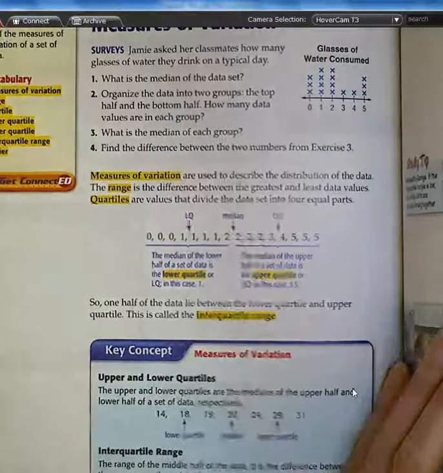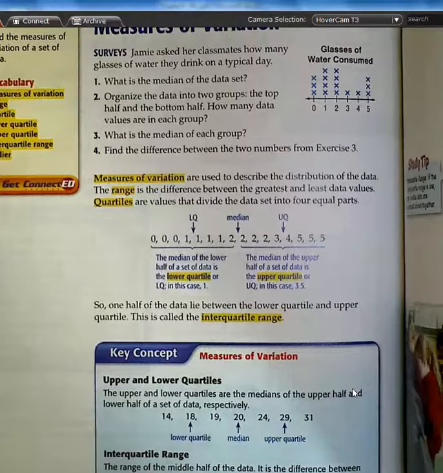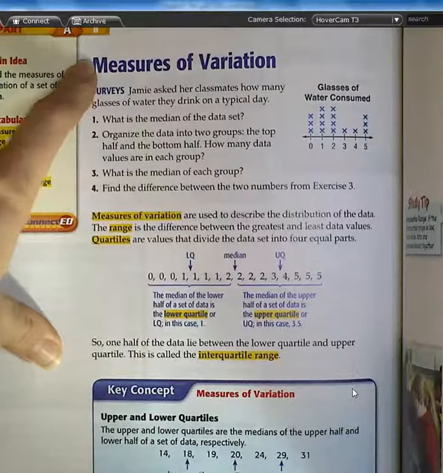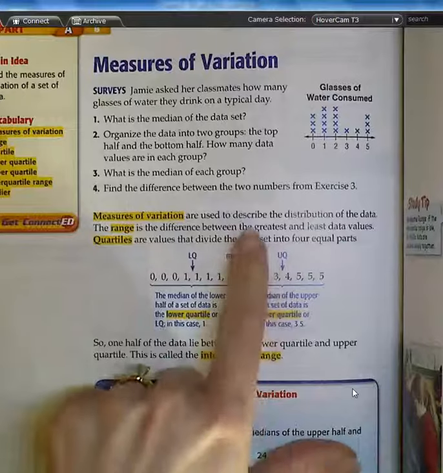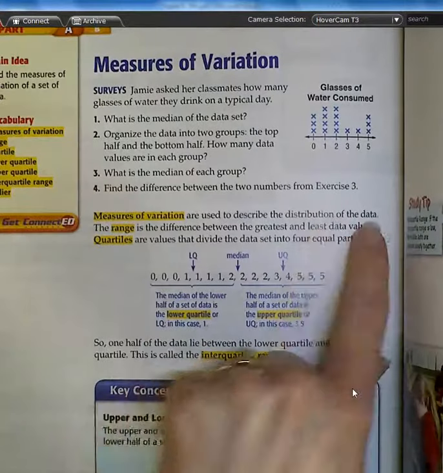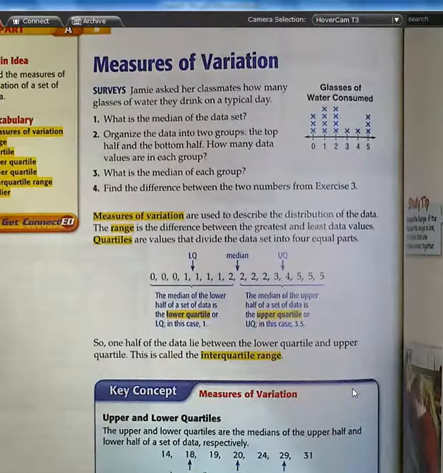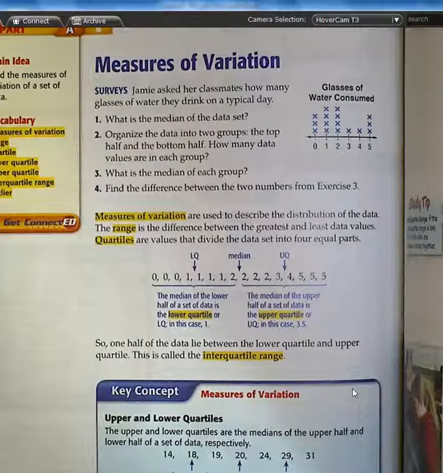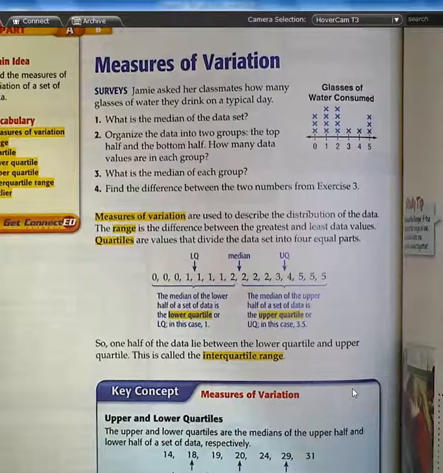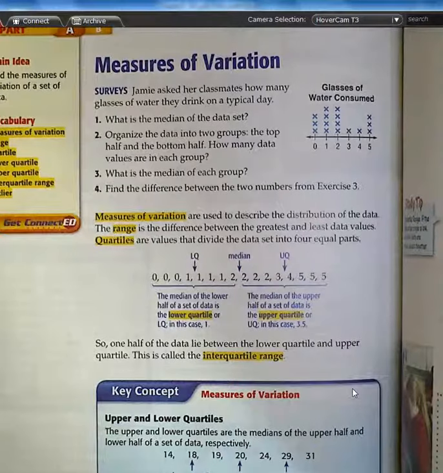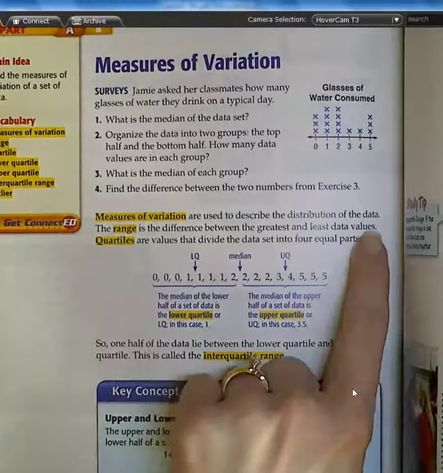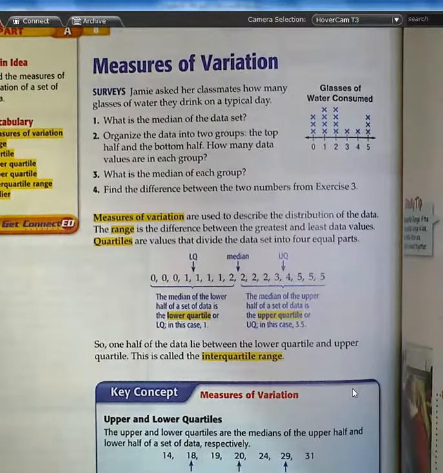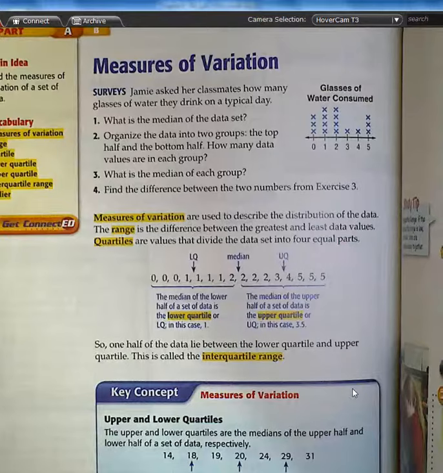So you should be looking at page 498. Today we're talking about measures of variation. Measures of variation is describing how the data is spread out, how it's distributed. So this is one step beyond what you did last year. Mean, median, and mode tell you about measures of center, where that middle part is. In 7th grade now, we're going to talk about not only those numbers, but also how it's spread out, because how data is spread out sometimes also gives us information about it.